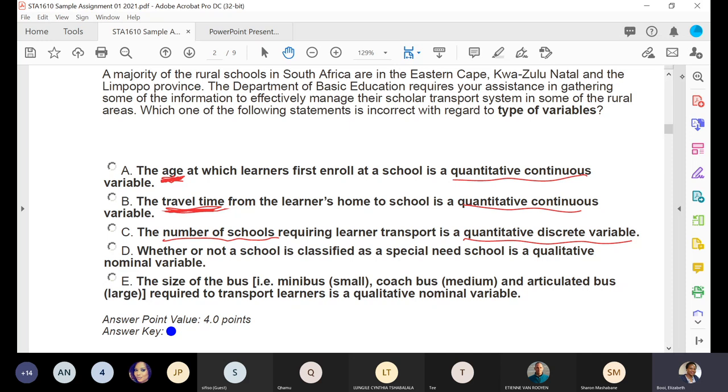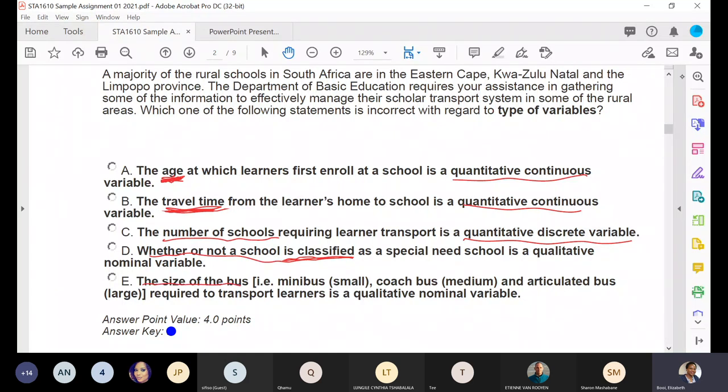Whether or not the school is classified as a need school. That is your key word, classified as. Is that categorical data or numerical data? Or is that qualitative data or quantitative data? And if it's quantitative data, is it discrete or continuous? If it's qualitative data, is there an order or no order? Is it nominal or ordinal? You need to ask yourself those questions.